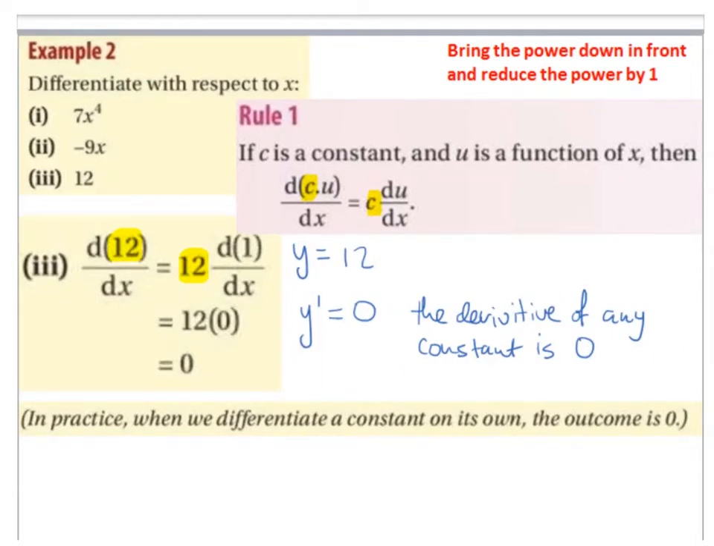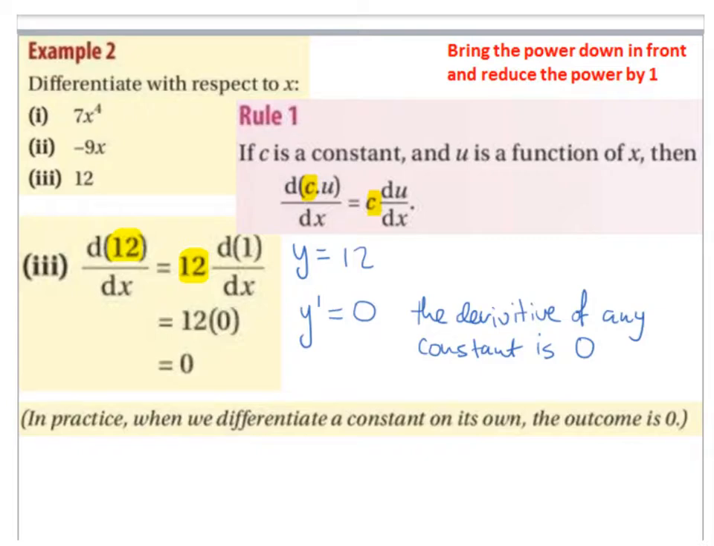Number 3, differentiate with respect to x, 12. So 12 is the constant, so again we bring the constant out in front, and it's really 12 times 1. So the derivative of 1 is 0, because there is no x to go on to the 1, and 12 times 0 is 0.